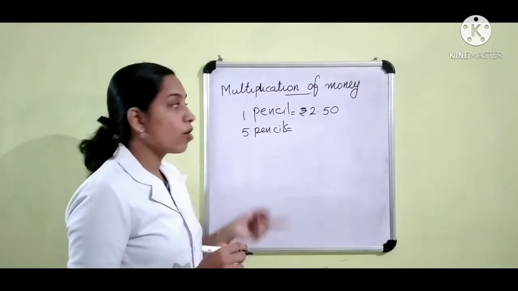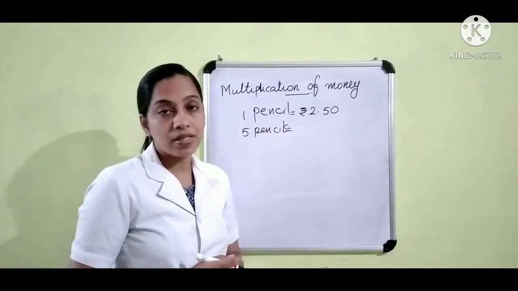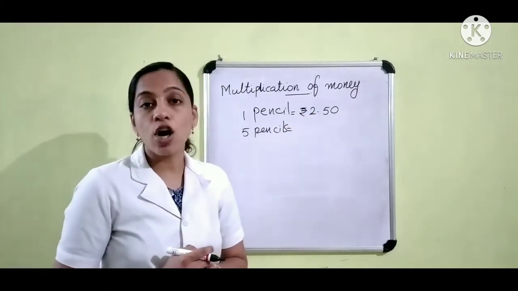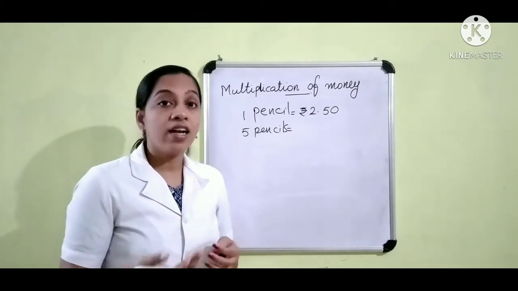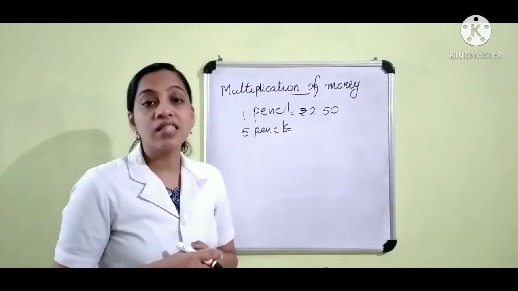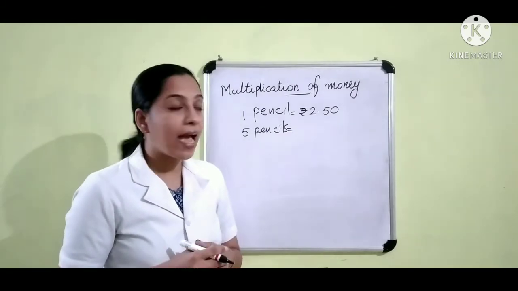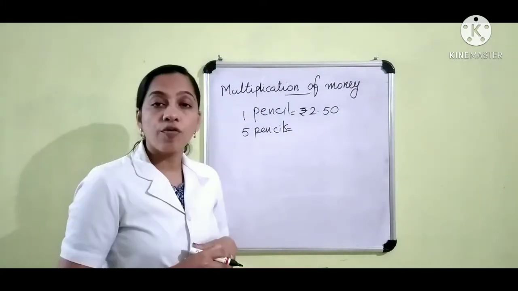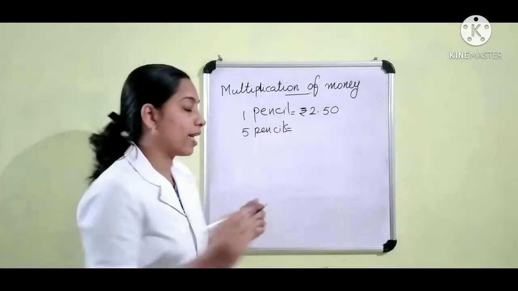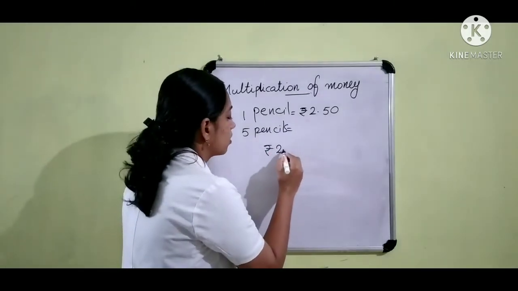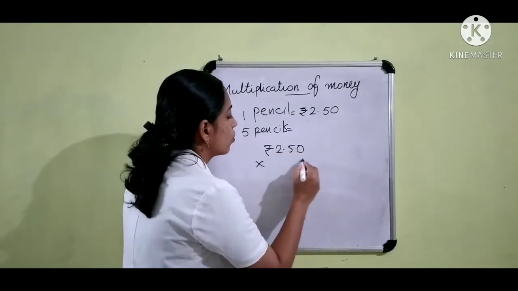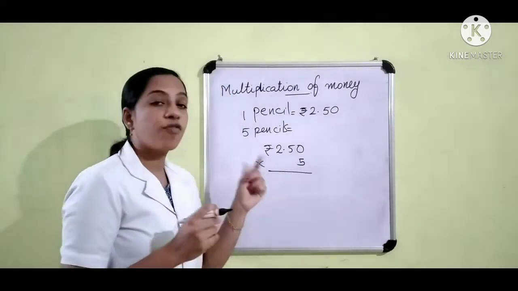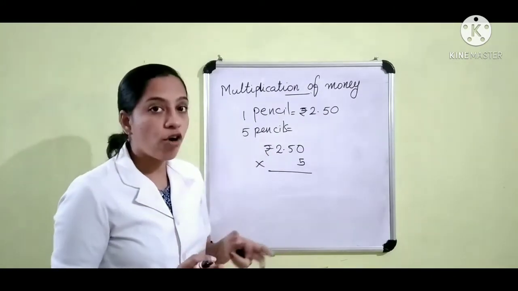We know the cost of one pencil is 2 rupees and 50 paise. When we add this amount 5 times, we will get the total cost of pencils. We learned repeated addition is known as multiplication. So to find out the answer, let us multiply this amount with 5. So first we have to write the amounts vertically like this, into 5. Okay children? Yes. You know multiplication of money is done in the same way as multiplication of ordinary numbers, right?